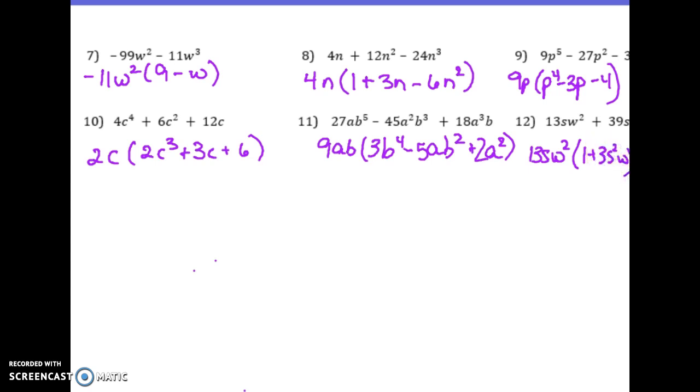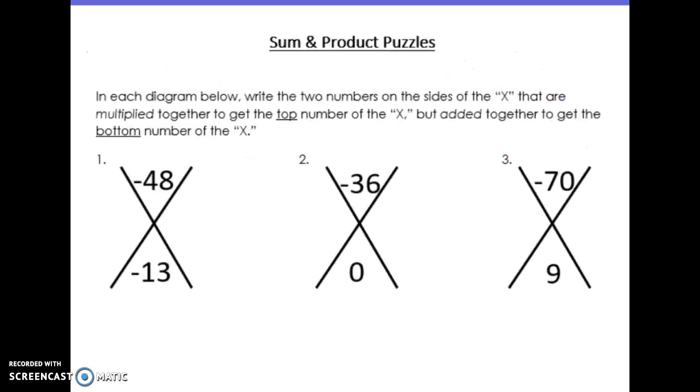Okay, so here we factored out the greatest common factor. The next part that we're going to do is actually kind of a little puzzle. It's called the sum and product puzzles. In the diagram below, write the 2 numbers on the sides of the X that are multiplied together to get the top number, but add together to get the bottom number. So you've got to look at the factors.